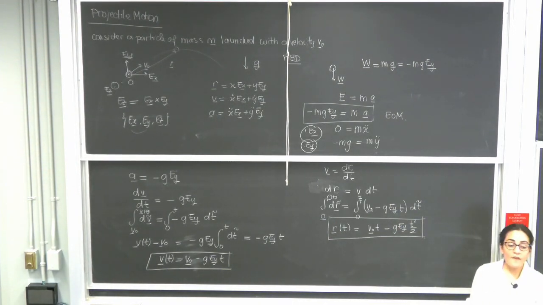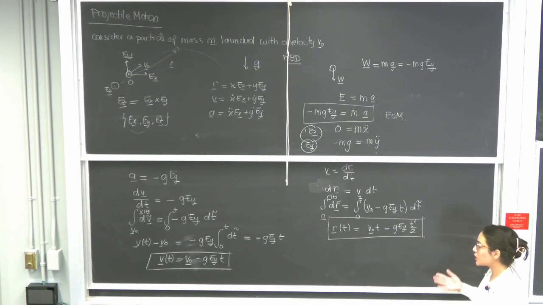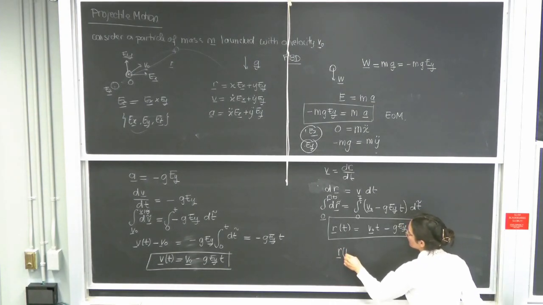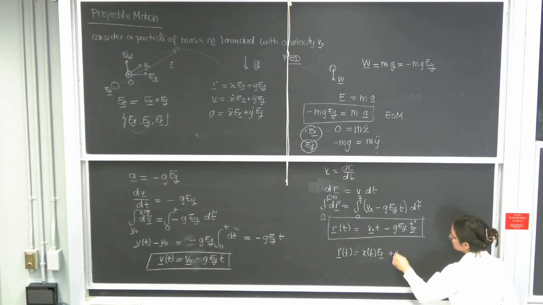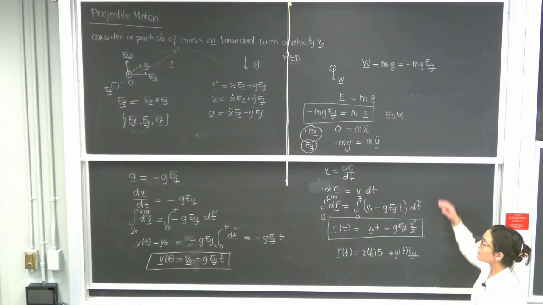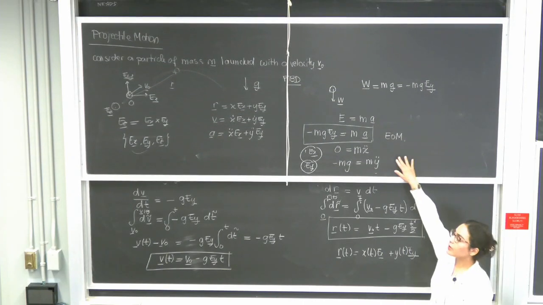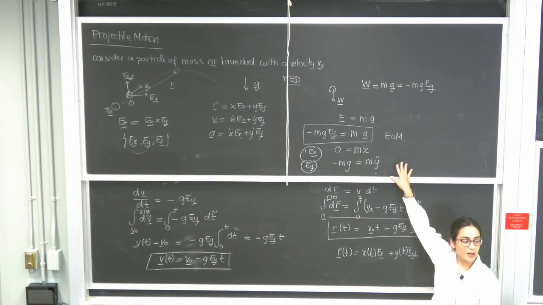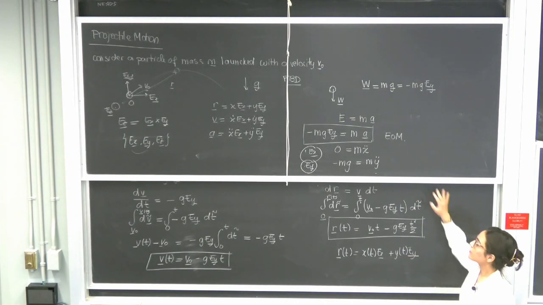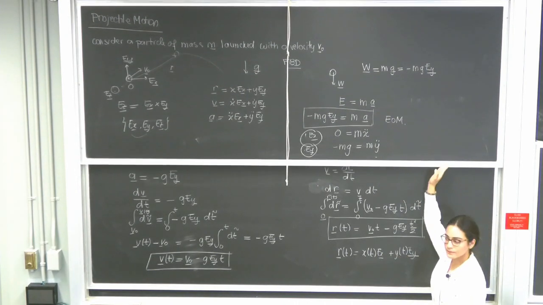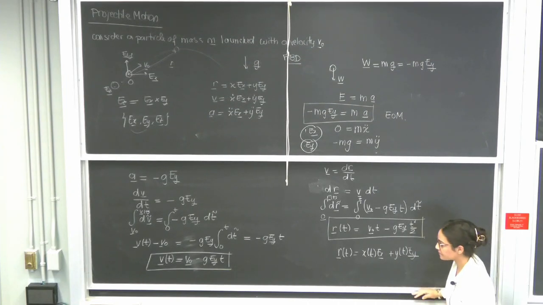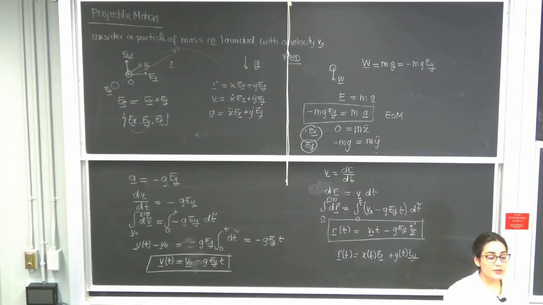So instead of getting r as a function of time this way, you could have gotten r as a function of time by solving for x as a function of time, and y as a function of time, by just solving these scalar differential equations. You can double check and you should get the same answers if you integrate these versus integrating the initial vector equation. Okay?